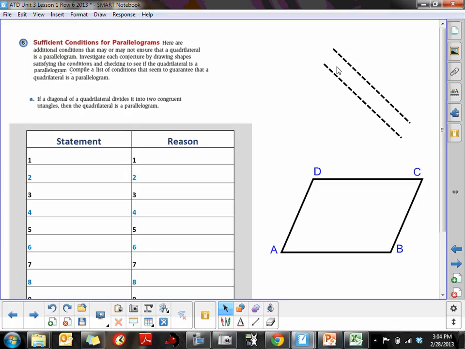What if we had a diagonal of a quadrilateral that divides it into two congruent triangles? Then does the quadrilateral have to be a parallelogram? So what are we starting off with? The first thing we know is that we have a four-sided figure, A, B, C, D. I have a representation of a figure on the board, and obviously it looks like a parallelogram, but I don't know that it is, so I'm just saying ABCD is a quadrilateral. That's as far as I can go from the given statement.